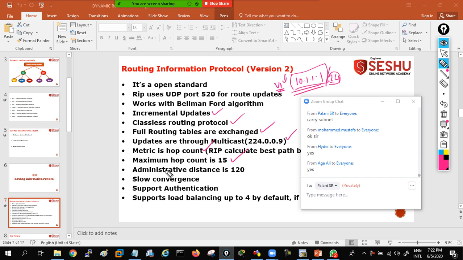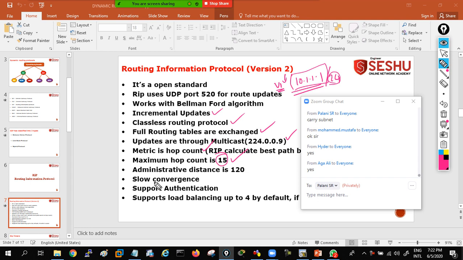Whoa, what is this, man? Maximum hop count is 15. Which means it supports only 15 routers. If you are going with 16, it's finished, you cannot do that. Remember that, guys. RIP will support a maximum of how many routers? Only 15.